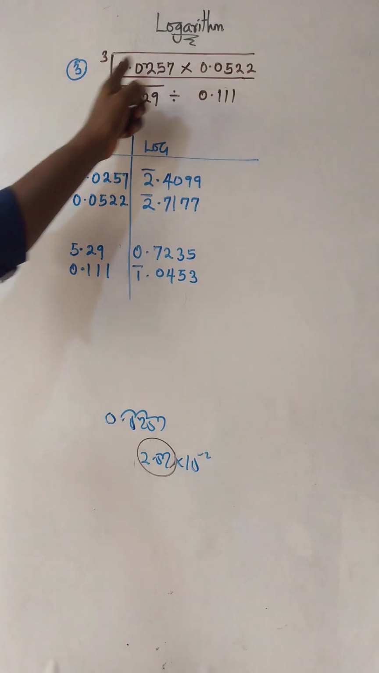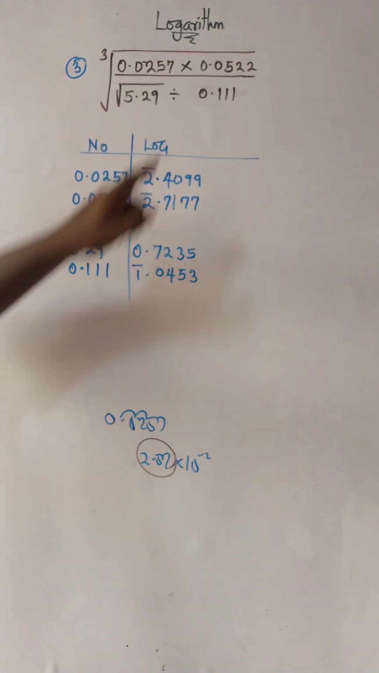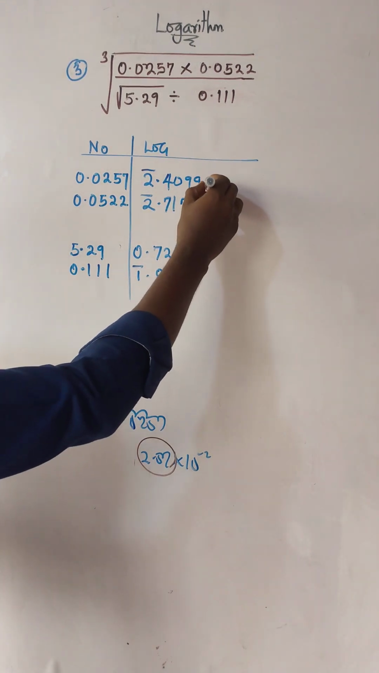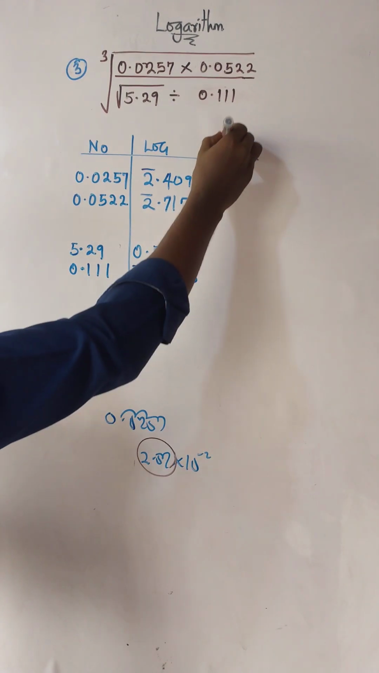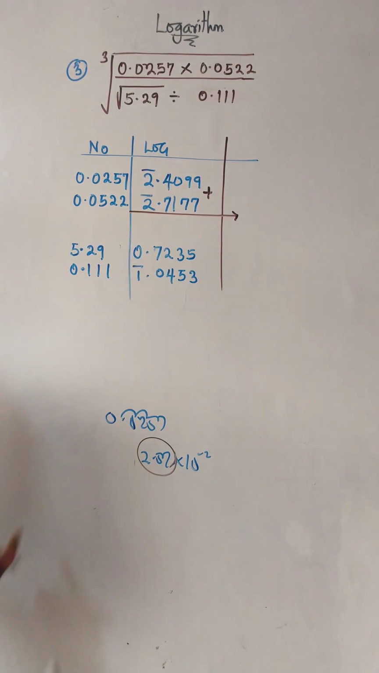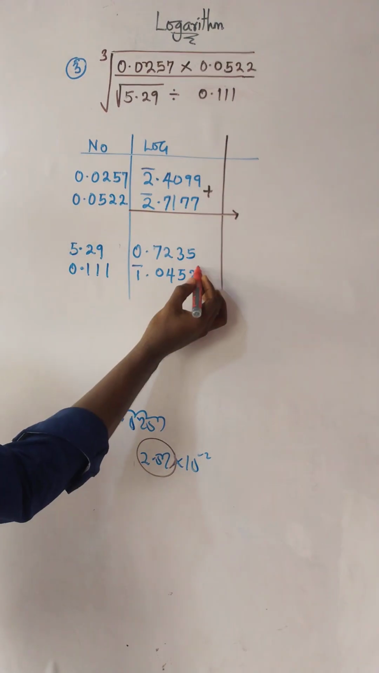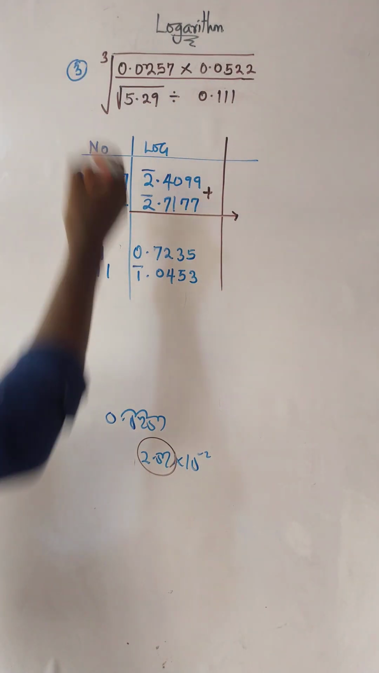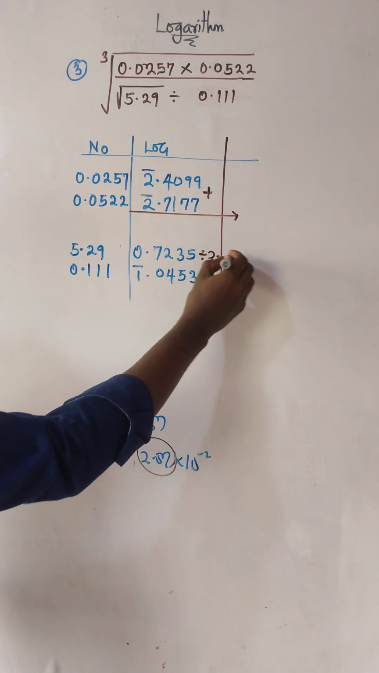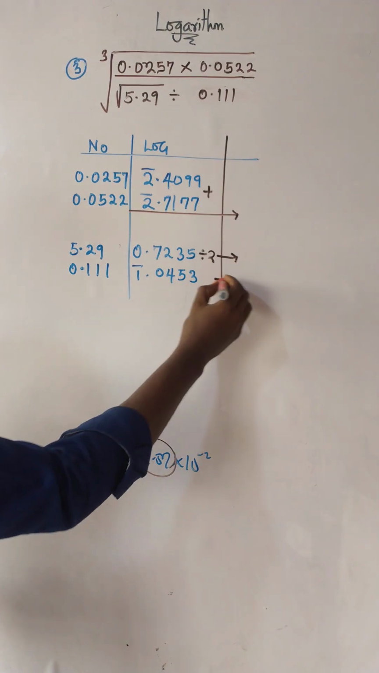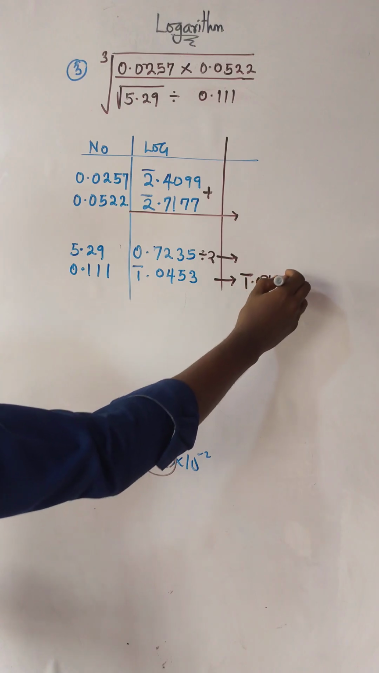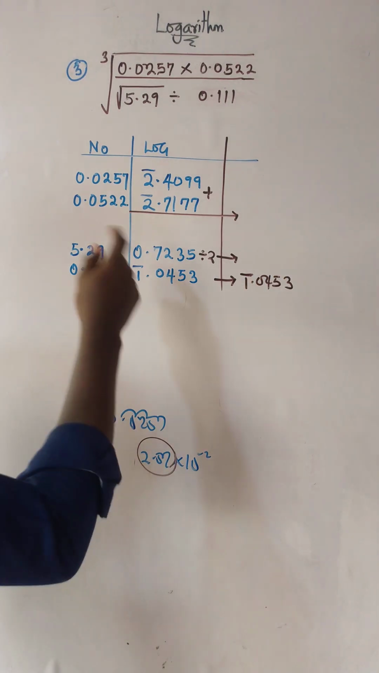For the numerator, we have no issue. We have multiplication, so in that case, we are going to add these 2. So after adding, what will be the answer? For this one, we have division. We are meant to subtract, but because of this square root, it means this number we have to divide by 2 first. So after dividing by 2, we get the number. This one remains as bar 1.0453. So let's add this together.